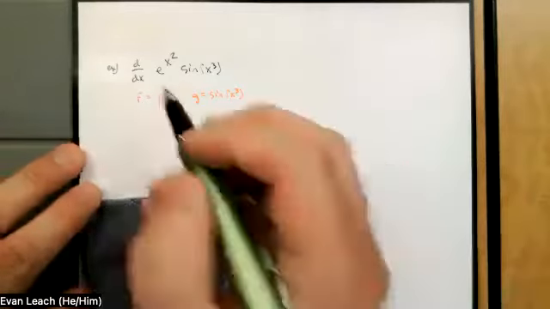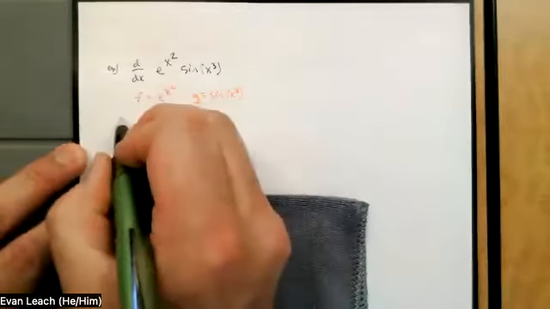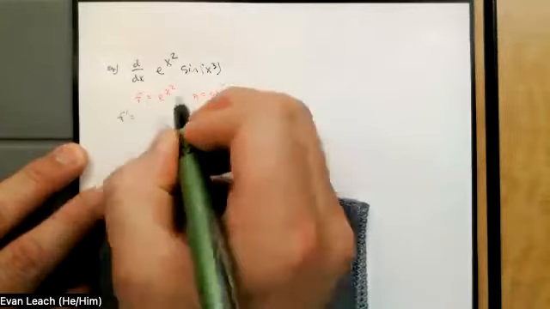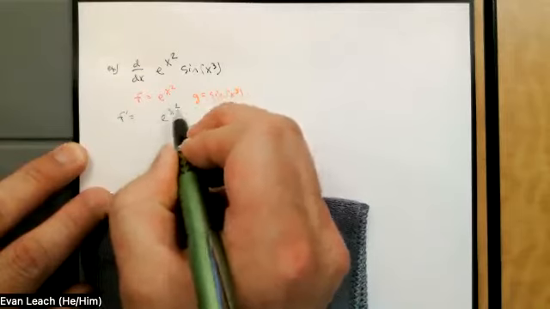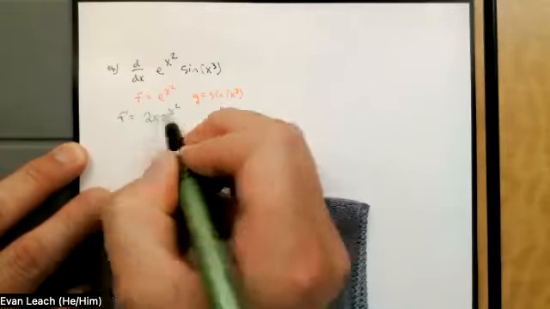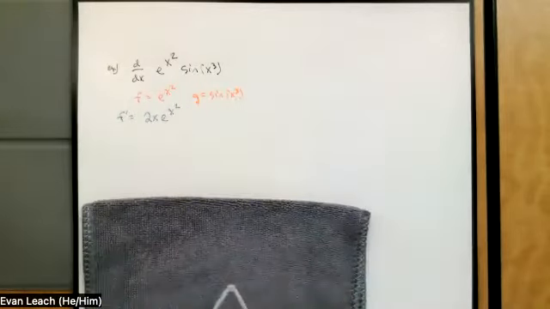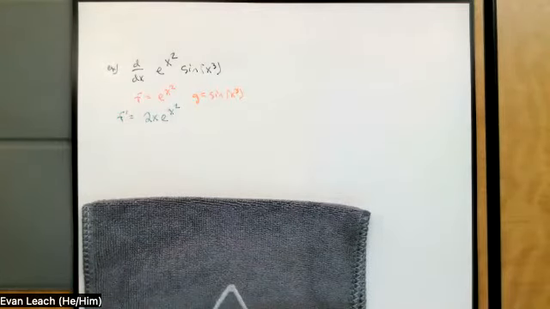So we take the derivative of e to the x squared. For f prime, the derivative of e to the x squared is e to the x squared times the derivative of x squared, which is 2x, times the derivative of x, which is 1. So we're done.